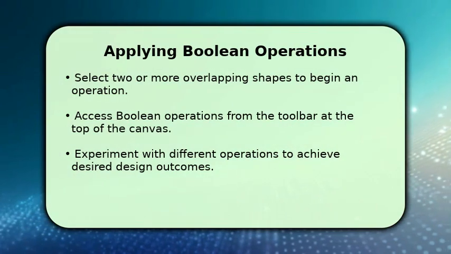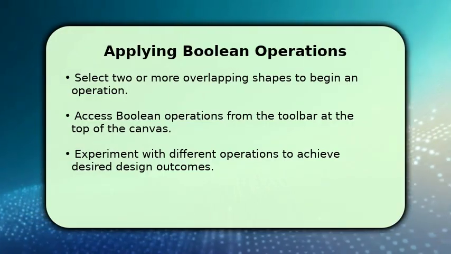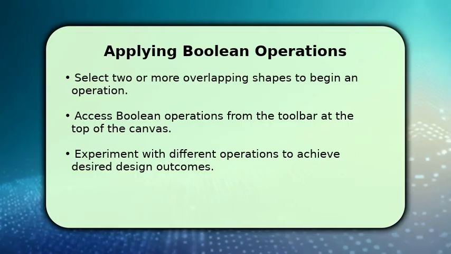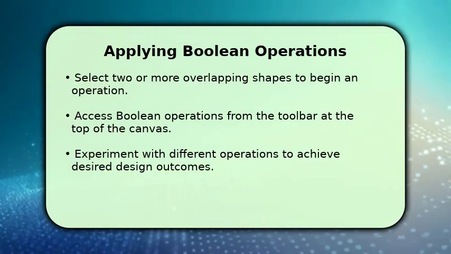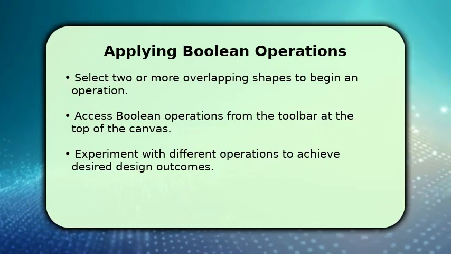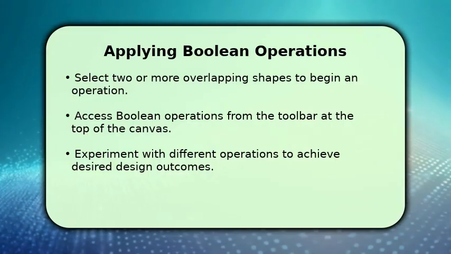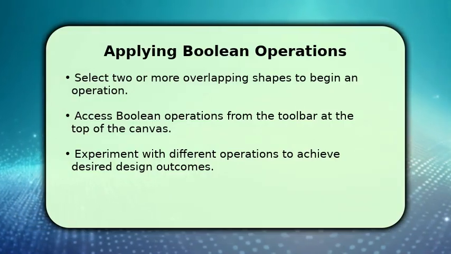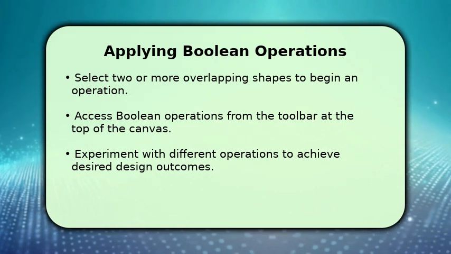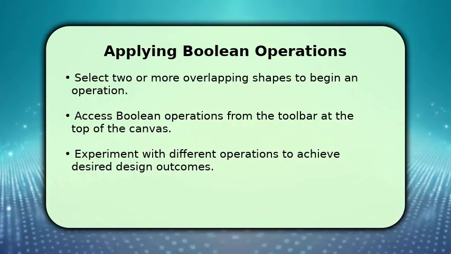Applying Boolean operations in Figma is straightforward. First, select 2 or more overlapping shapes on your canvas. You'll then find the Boolean operations icon in the toolbar at the top of your screen, represented by 2 overlapping squares. Click this icon to reveal a drop-down menu with all 5 operations. Choose the one that best suits your design goal. Remember, you can always undo and try a different operation to see its effect, fostering creative exploration.